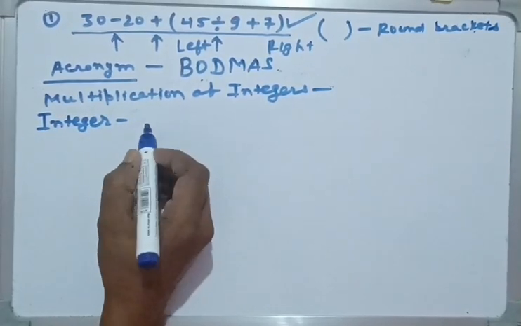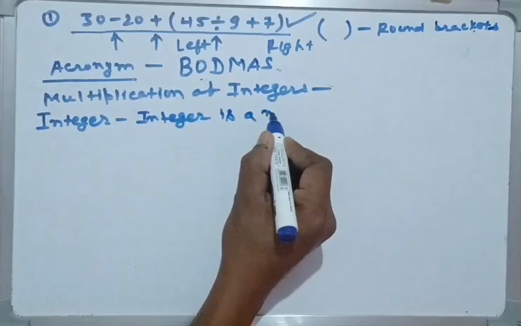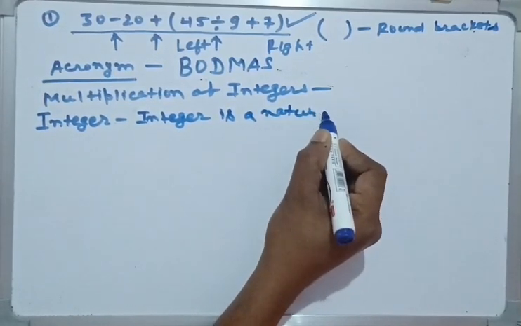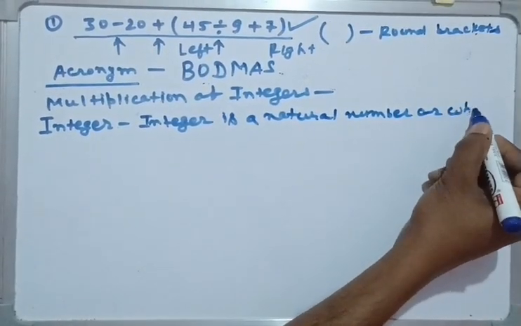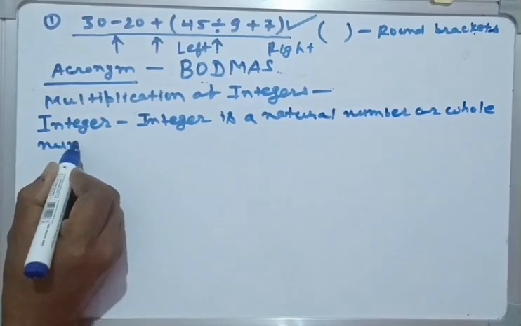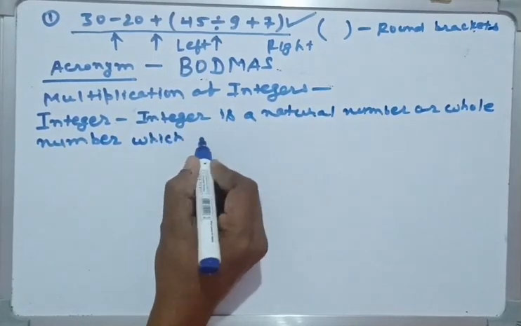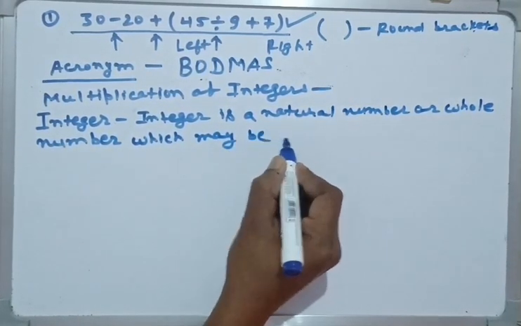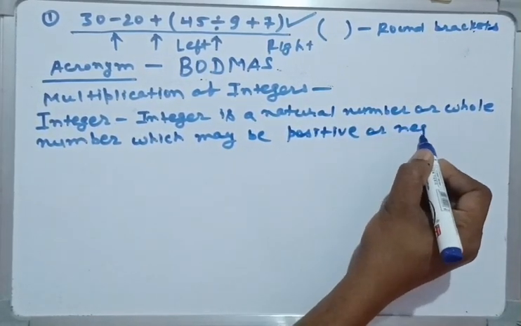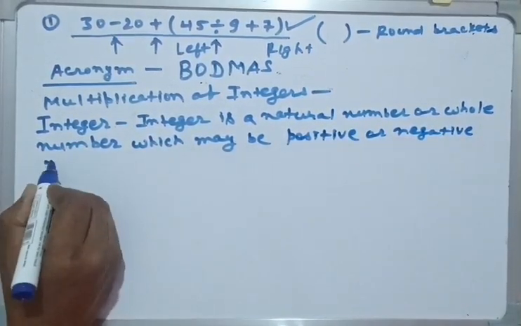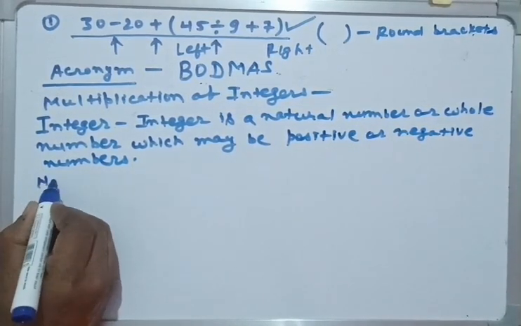Okay, so guys, an integer is a natural number or whole number which may be positive or negative. So first of all, you should know what a natural number is.